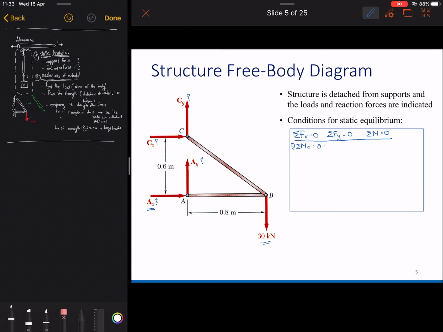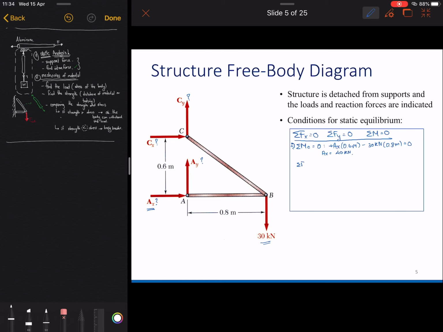So in this case, we have plus Ax times 0.6 meters, and we have also minus 30 kilonewtons times 0.8 meters equal to 0. And when you solve this, you will get Ax equal to 40 kilonewtons, and then you already know Ax, so next it's easy.